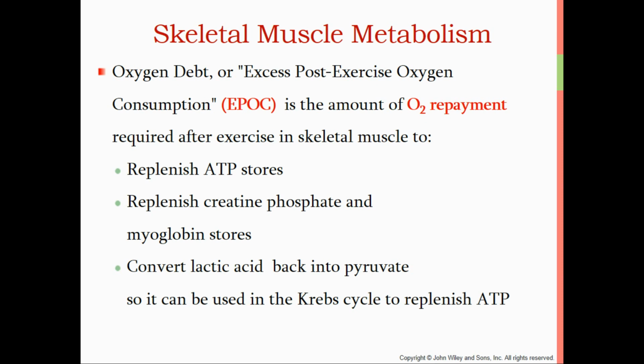And the reason we have to repay this oxygen debt is to replenish ATP stores, replenish creatine phosphate and myoglobin stores, and convert lactic acid back into pyruvate so it can be used in the Krebs cycle to replenish ATP. And I'm sure that we all remember from biology class how pyruvate is used in the Krebs cycle system to replenish ATP. So there's no need for me to go into that.